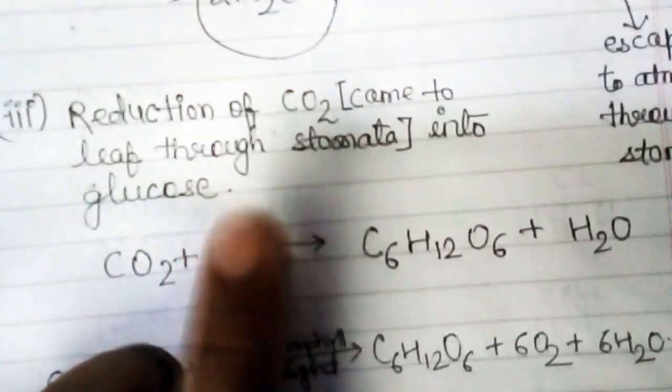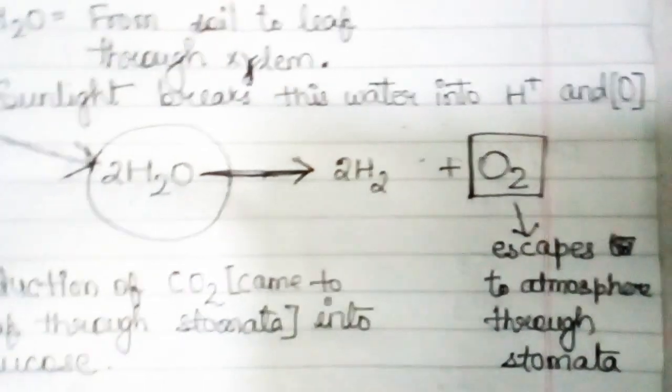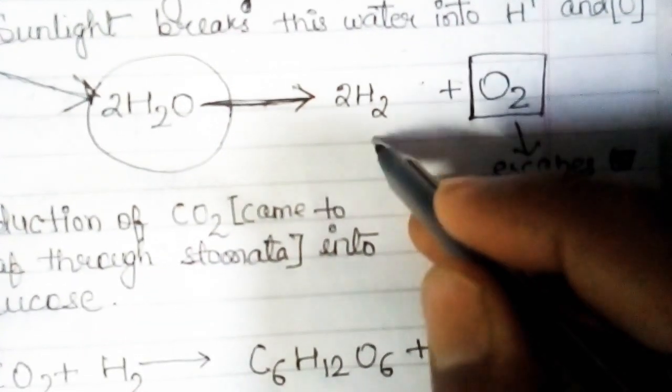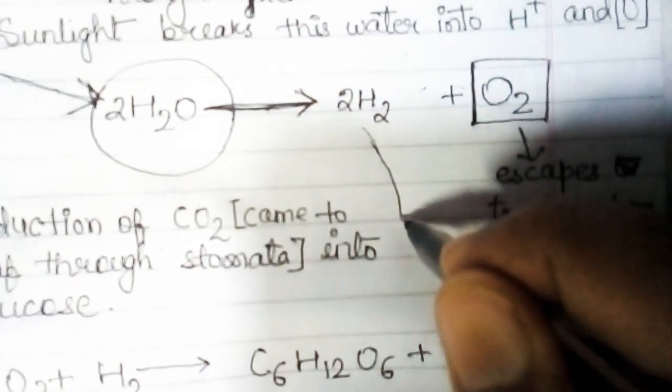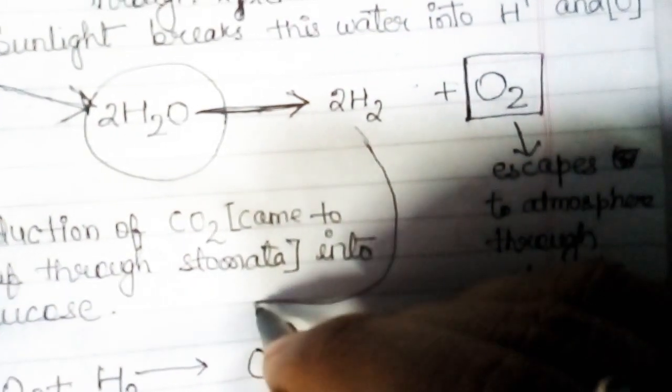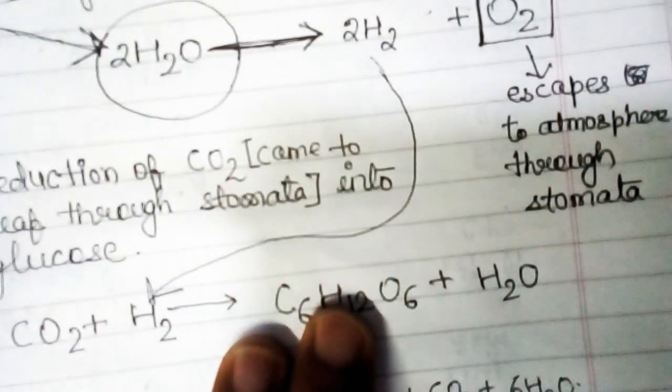Okay, from where has this hydrogen come? This hydrogen has come from here. You can mark it like this, that this hydrogen, through the cells of the leaf, has come to carbon dioxide. Fine, got it?